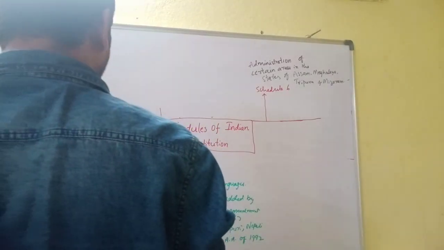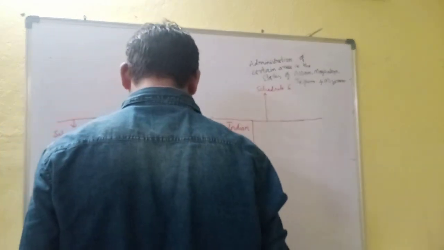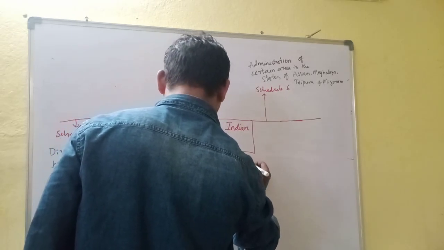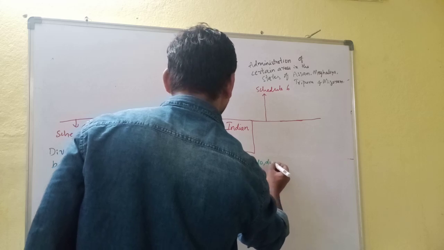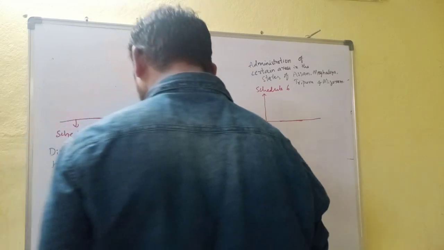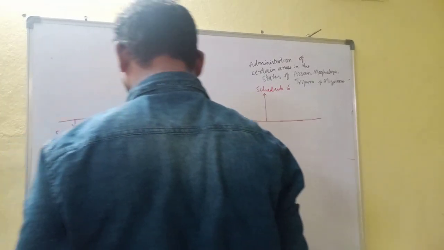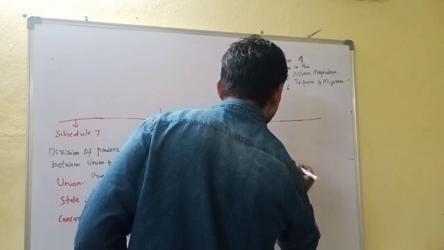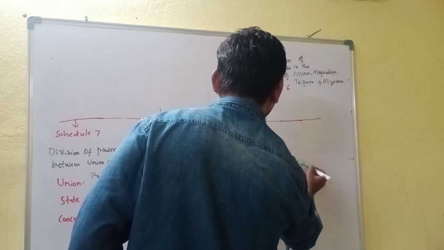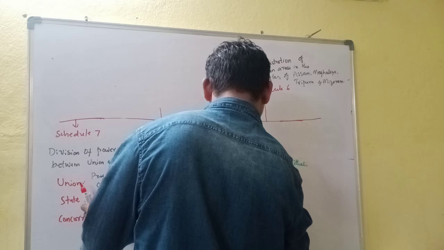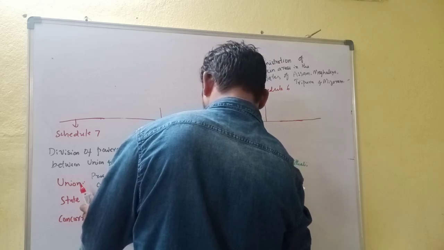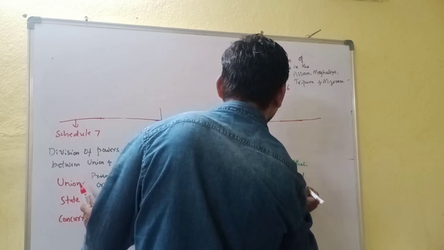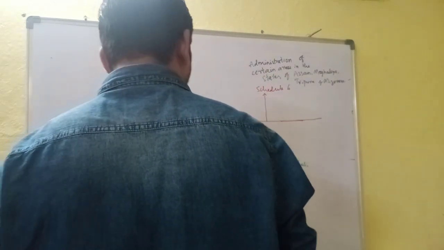Later Bodo, Dogri, Maithili and Santali were added by the 92nd Constitutional Amendment Act. Dogri is spoken in Jammu and Kashmir.